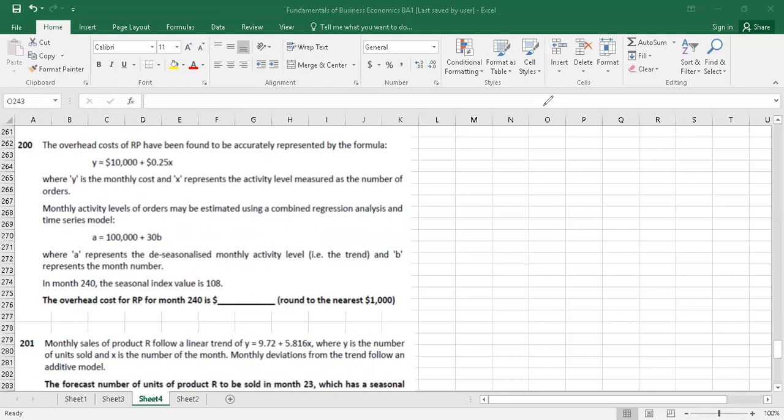Okay, we have to find out the overhead cost, which is represented by Y is equal to 10,000 plus 0.25X. But then again, we also have to find out the value of X. X represents the activity level. The activity level is given by a variable called A. A is equal to 100,000 plus 30B. Now, B here represents the month number. Month number is 240. First, substitute that. And then, after we find the variable A, substitute it in the variable Y to find the overhead cost.